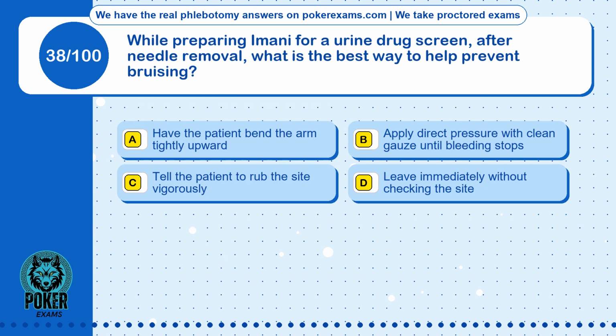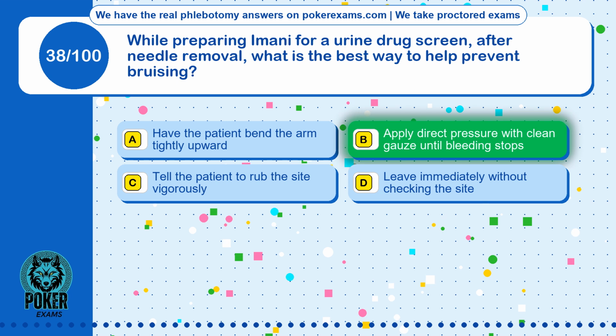Question 38. While preparing Imani for a urine drug screen, after needle removal, what is the best way to help prevent bruising? Option A. Have the patient bend the arm tightly upward. Option B. Apply direct pressure with clean gauze until bleeding stops. Option C. Tell the patient to rub the site vigorously. Option D. Leave immediately without checking the site.